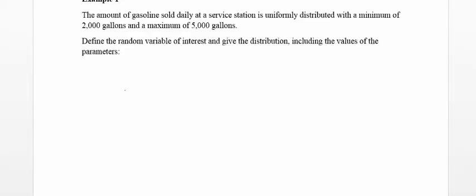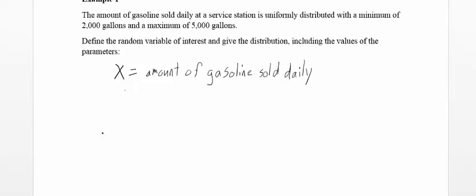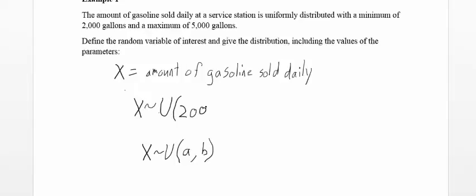example. Pause the video, read through the problem description. Our random variable of interest, we're measuring the amount of gasoline sold daily. This follows a uniform distribution. X follows a uniform distribution. U is for uniform. What's unique for the uniform distribution, when we notate it, we say X follows a uniform distribution, A is the minimum, and then B is the maximum. That's what goes into parentheses. So in this case, my minimum is 2,000 gallons. The maximum is 5,000.